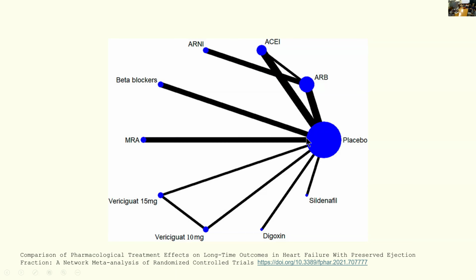And a black line represents a direct study. That means you have done a study which compares MRA with placebo. You have a study which has compared beta blocker with placebo. And the thickness of your lines basically depends on the number of RCTs which have compared that particular intervention. So the thinner the line, the fewer the RCTs. The thicker the line, the more RCTs have been done.